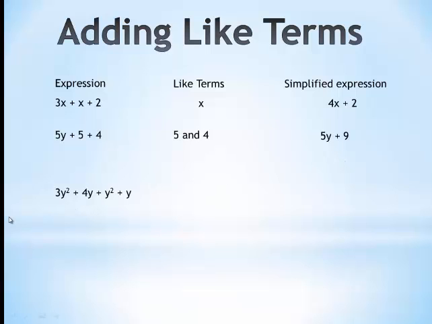What are my like terms? My y squareds go together and my y's go together. Think of them like this. A two-headed monster goes with two-headed monsters, but one-headed monsters only go with one-headed monsters. So when I combine my y squareds, I get 3y squared plus 1 more y squared, because that means there's 1 there, to give me 4y squared, and then 4y plus 1 more y is 5y. So that would be your final answer. Two heads with two heads, one head with one.